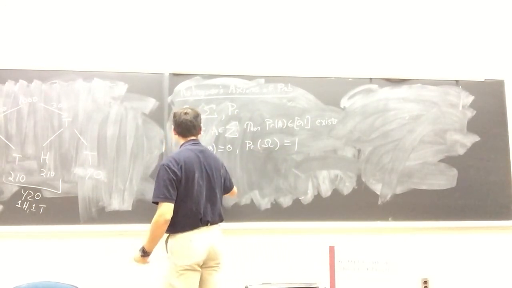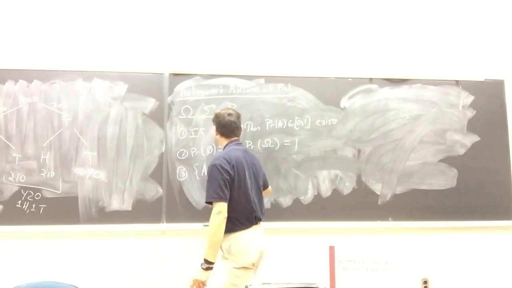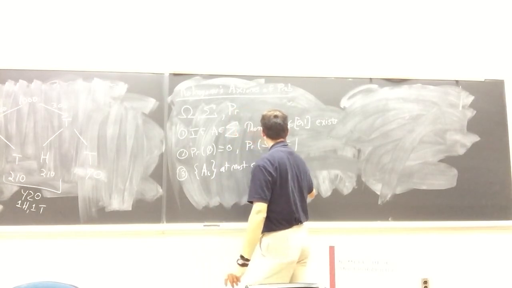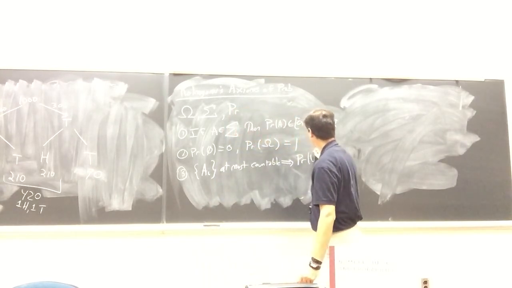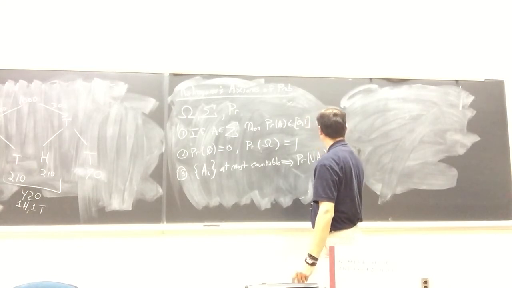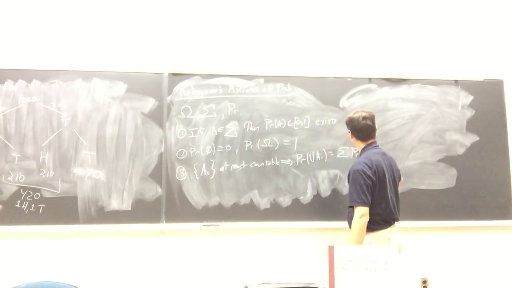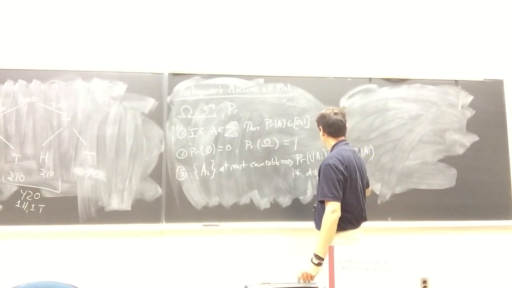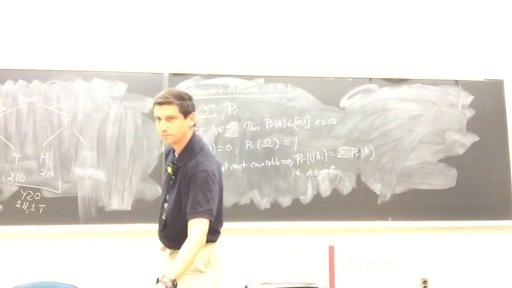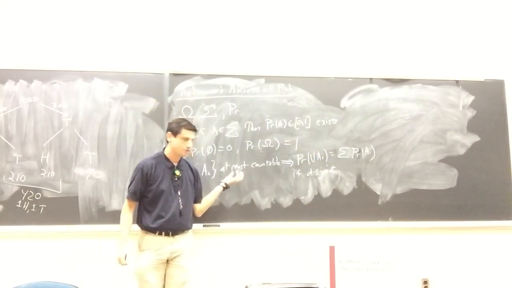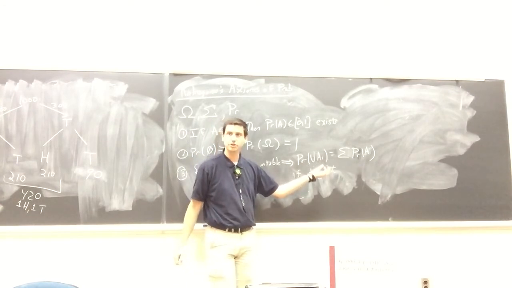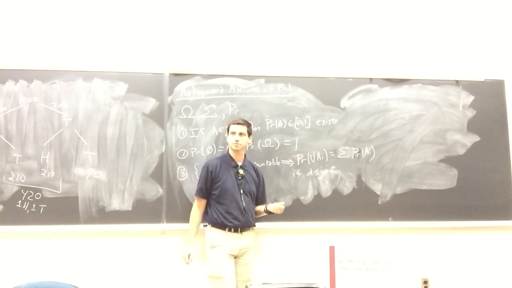is, if the set A_i is at most countable, then the probability of the union of the A_i is the sum of the probability of the A_i, if disjoint. So what this is saying is if we have a collection of disjoint sets, and it's an at most countable collection, then the probability of the disjoint union is the sum of the probabilities.